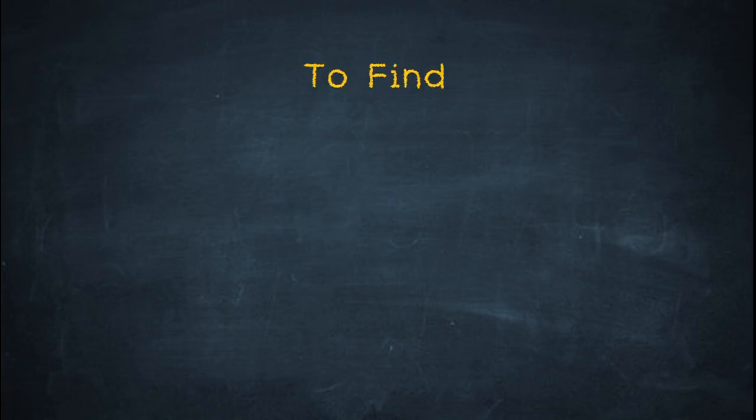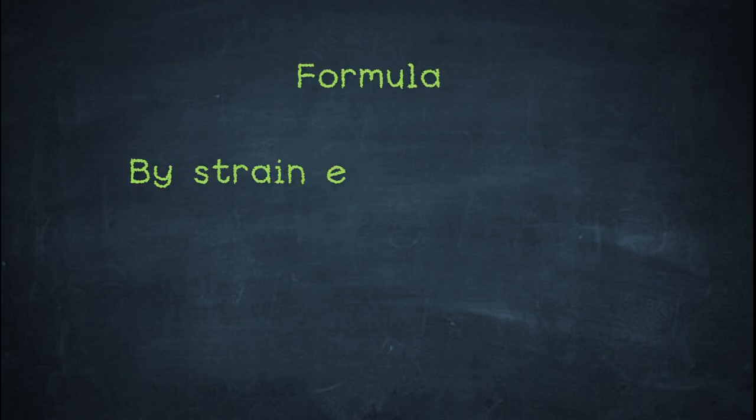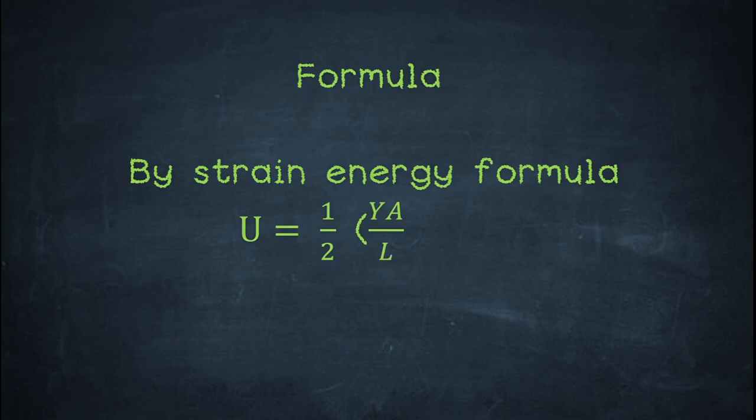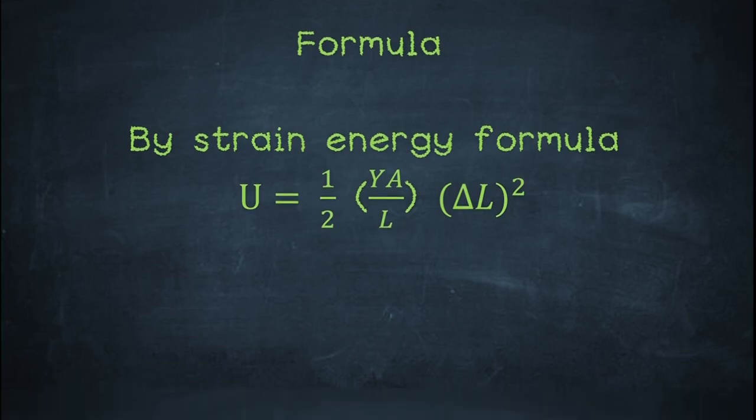We have to find the strain energy which is represented by U, and the formula which we can use for this purpose is the strain energy formula. U is equal to 1 by 2 YA divided by L into del L square. Here Y is given to us, A is given to us, L is given to us, but we don't know the value of del L. How much change in the length has occurred? We don't know its value, but it is given how much stress has been applied on the wire. So using that stress, we can determine the change in length.